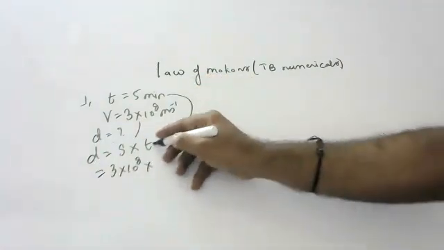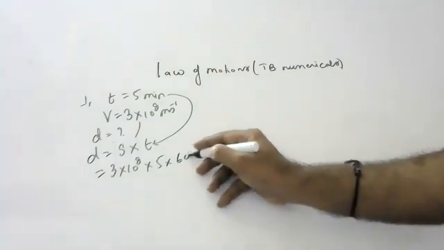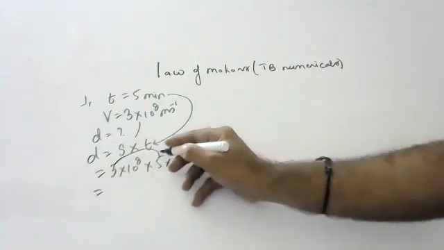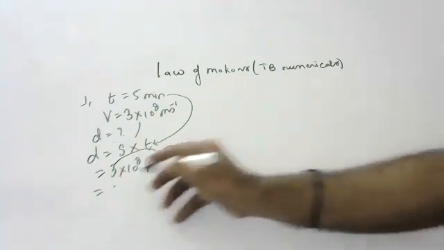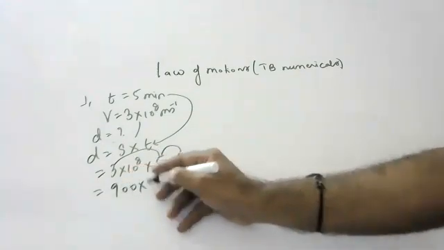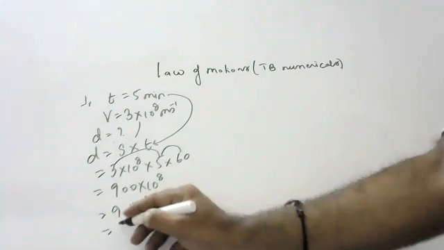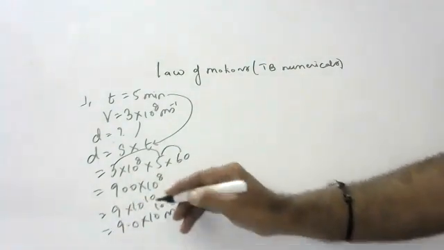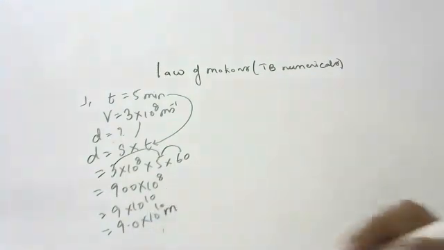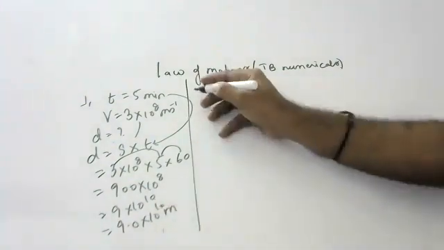How to convert minutes to seconds? Into 60. 3 fives are 15, 6 ones are 6, so 900 into 10 to the power of 8, children. So 9 into 10 to the power of 10. In standard form, 9.0 into 10 to the power of 10 meters is the distance. This many meters is the distance between that spaceship and the earth, children.